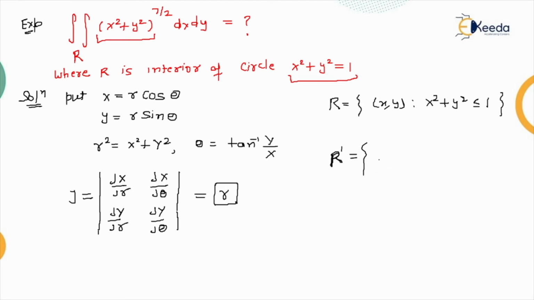So in r dash, you change the coordinates from x, y to r and theta. So it means you have to find out what will be r. So my dear friends, you can see x square plus y square is equal to r square, and x square plus y square is less than or equal to 1, so r square must be less than or equal to 1. So you're going to write out r square less than or equal to 1.